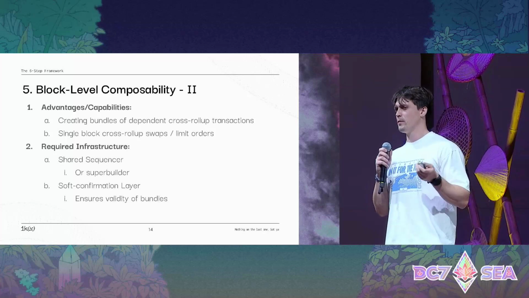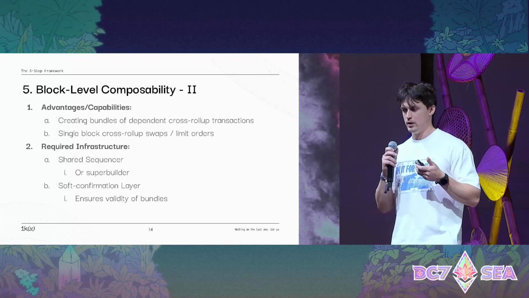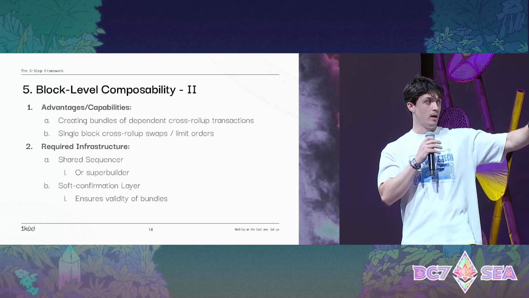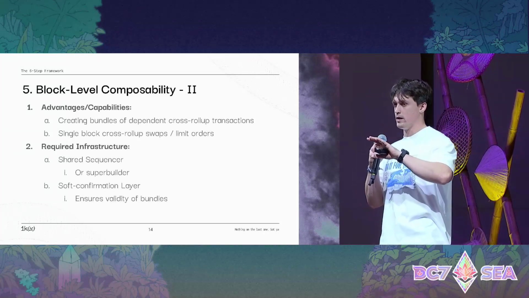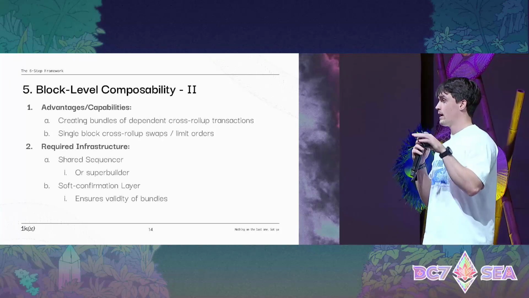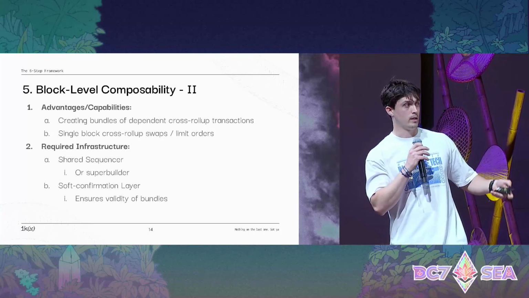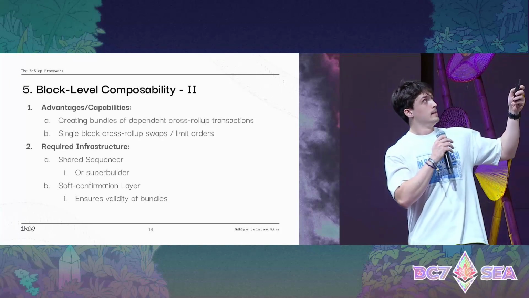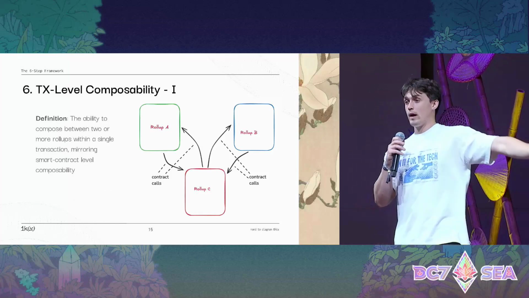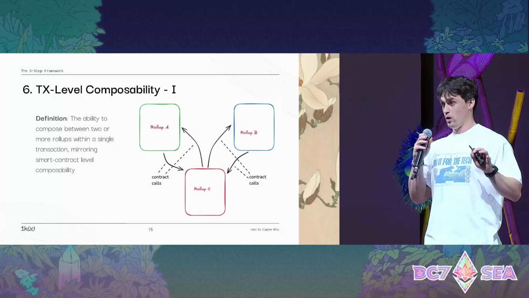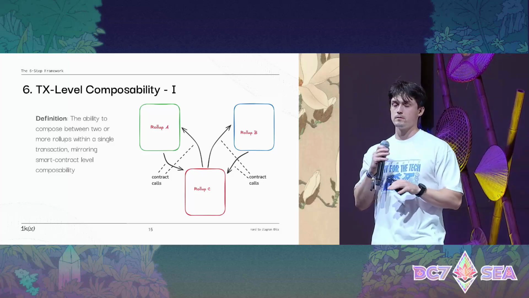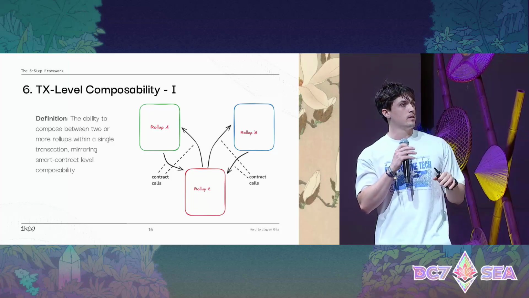So you can think about creating this cross rollup bundle of dependent transactions as a somewhat risky thing to do, but if you have this soft confirmation layer that ensures, hey, all of these transactions were well formed and we've simulated them, we can give a pre-confirmation on that bundle so we can ensure that we can do what we want to do. This is the final step, and this is technically the holy grail of cross rollup interaction. This is basically a smart contract to smart contract layer of interop for these rollups.